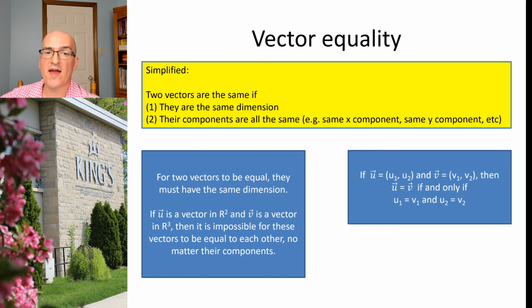Now, once you've met that criteria, the next thing is that their components must be the same. So the x component of one must be equal to the x component of the other one, and the y component must be equal to the y component. And if it's in 3D, the z component has to be equal to the z component.